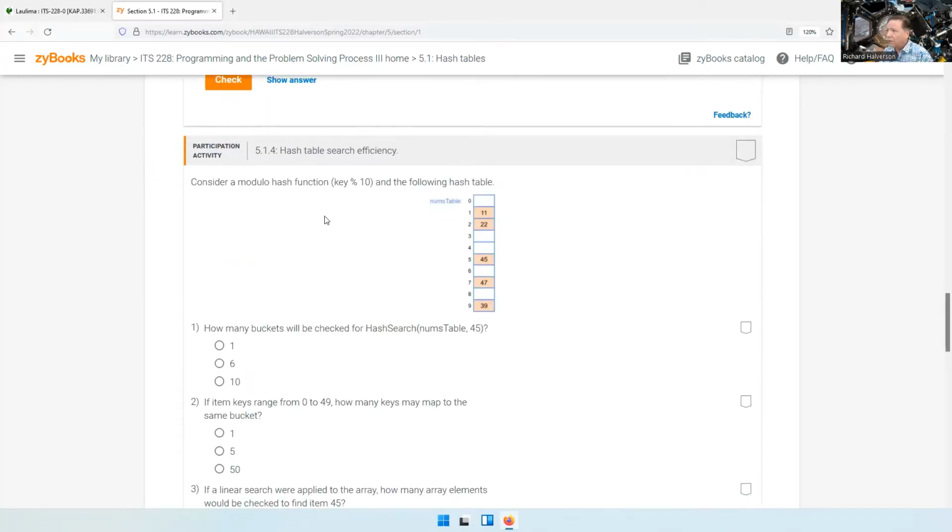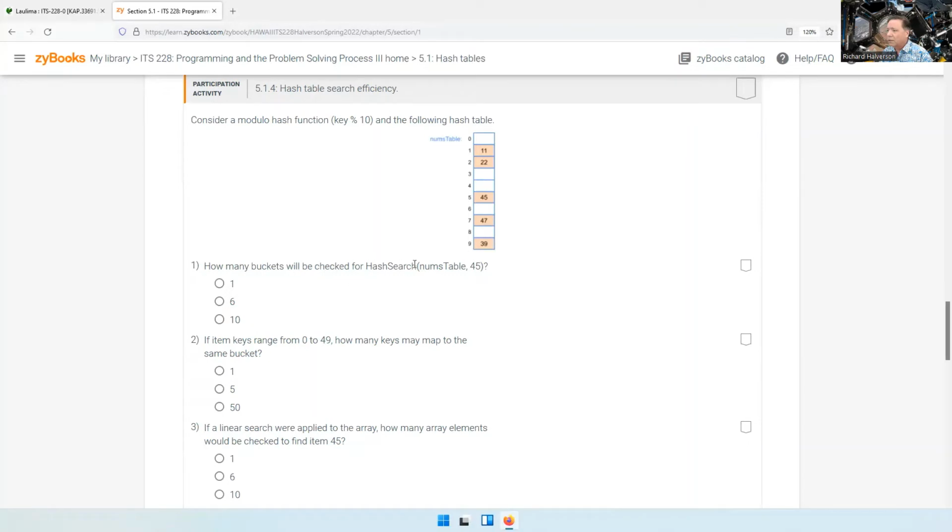All right, so here's a quiz to make sure you understand what all these terms are. How many buckets will be checked for hash search of the table for 45? That maps into 5, and so it's just how many buckets are checked. It's just going to be 1.